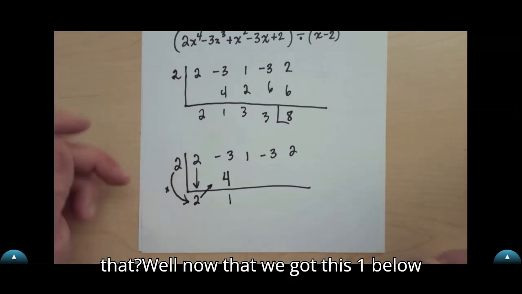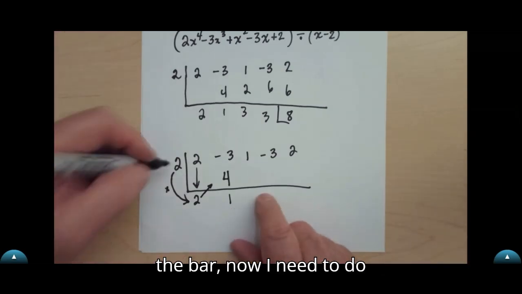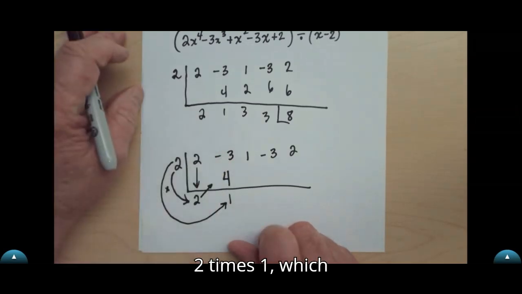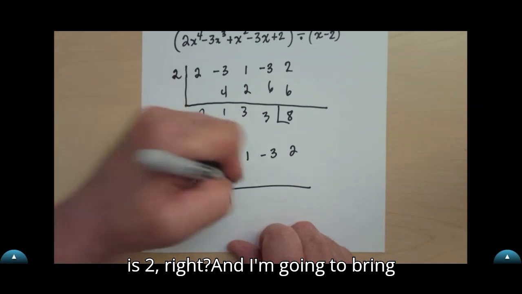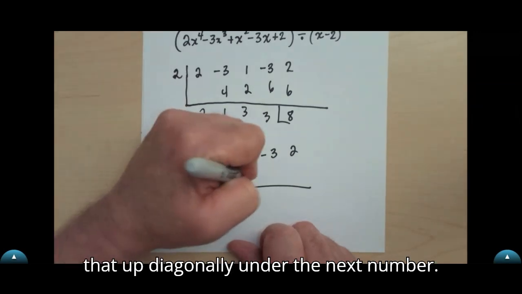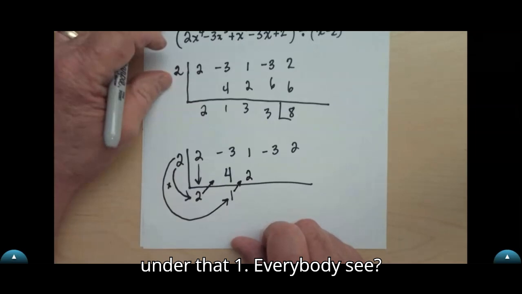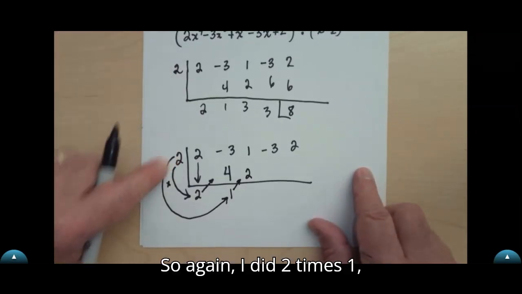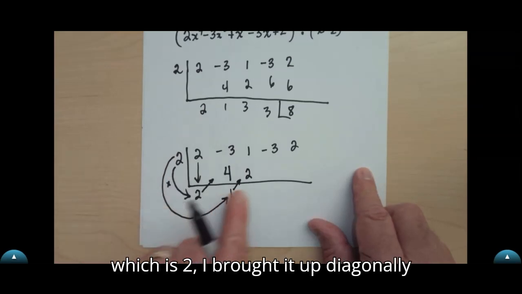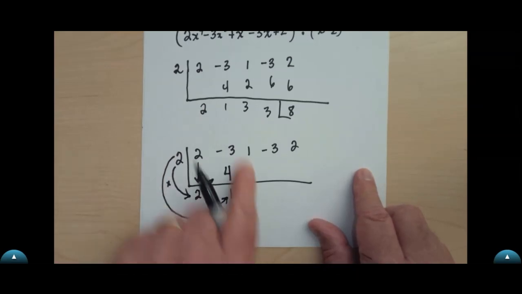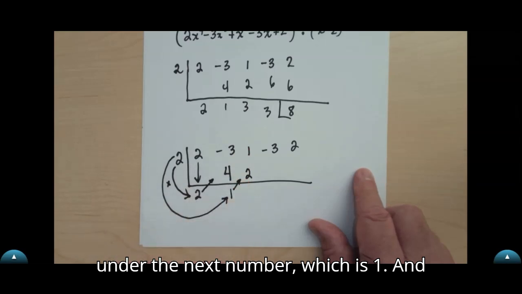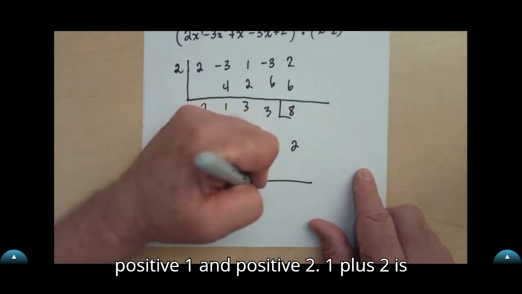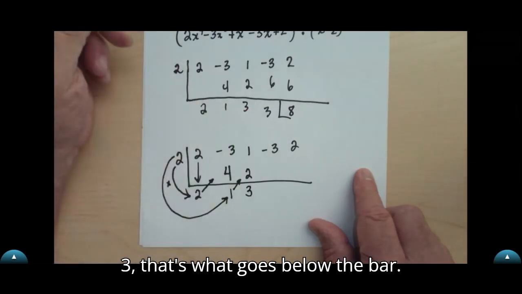So what do I mean by that? Well, now that we got this 1 below the bar, now I need to do 2 times 1, which is 2, right? And I'm going to bring that up diagonally under the next number, under that 1. Everybody see? So again, I did 2 times 1, which is 2. I brought it up diagonally under the next number, which is 1. And I'm going to do signed addition. That's positive 1 and positive 2. 1 plus 2 is 3. That's what goes below the bar.